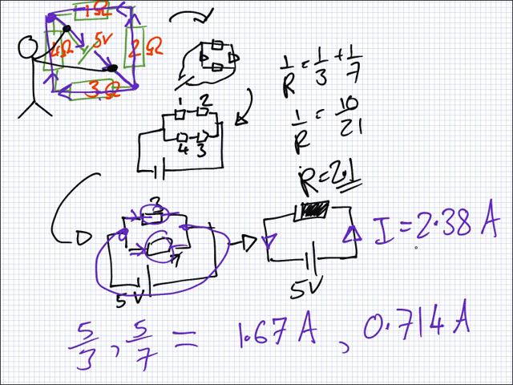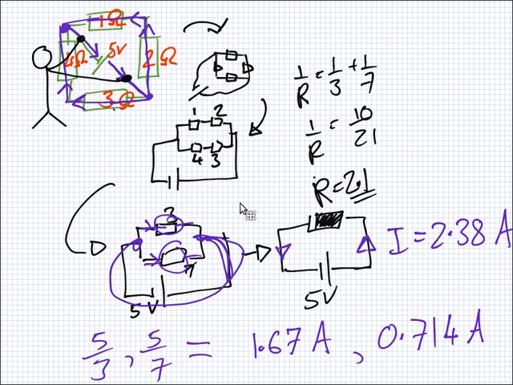If I add these two together, I will get 2.38 roughly, because these two combine to give me the total current which I have in this picture. Are we okay with that?